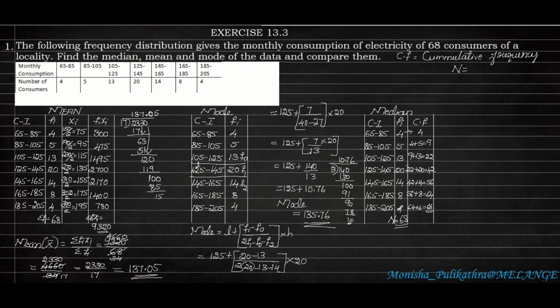So the value of n is 68. After obtaining the value of n, we have to divide it by 2. That is n by 2. 68 divided by 2 is 34. We have to find out which row consists of this 34th frequency. Okay. The row which consists of this 34th frequency is this row, 42. Inside this 42, we can obtain the 34 number, right? So we have to select this row. This row we have to select.